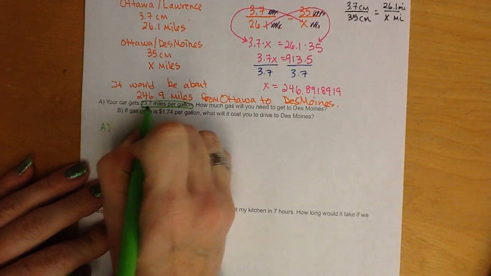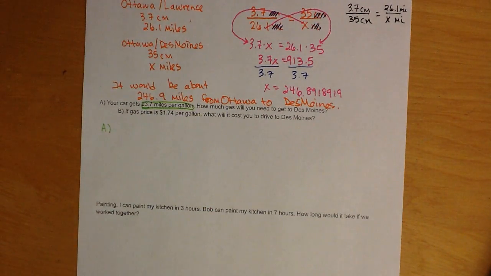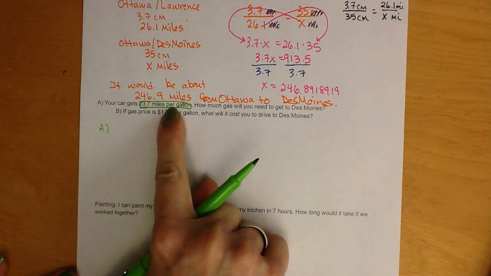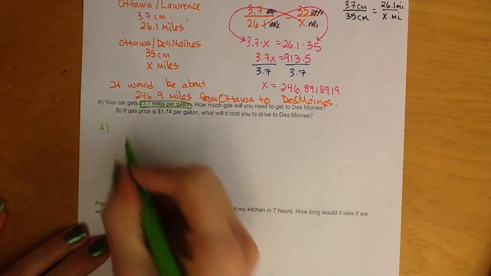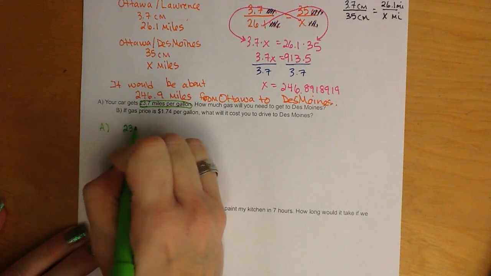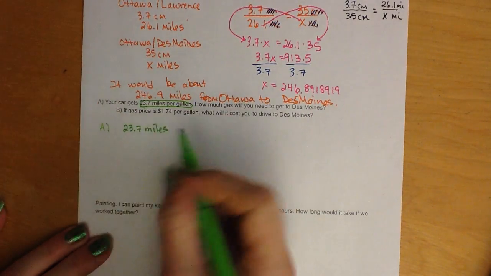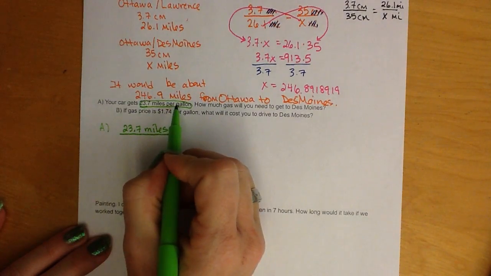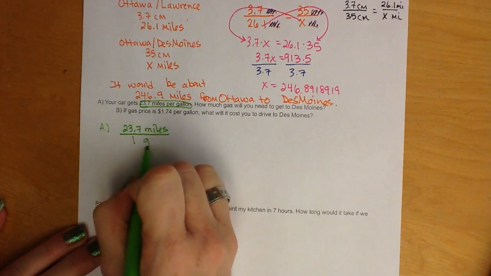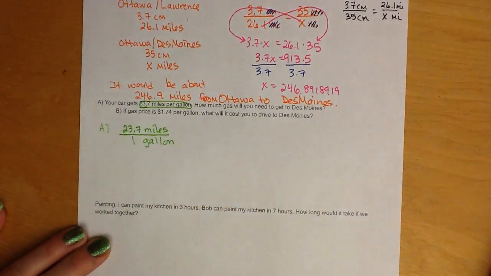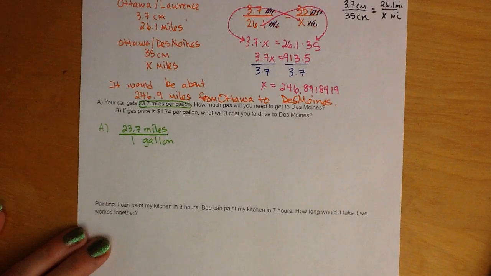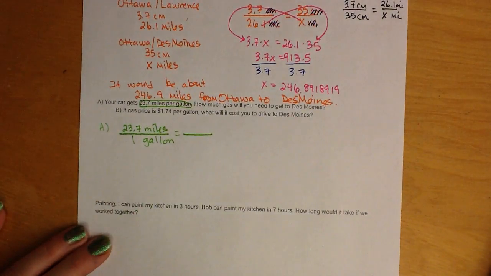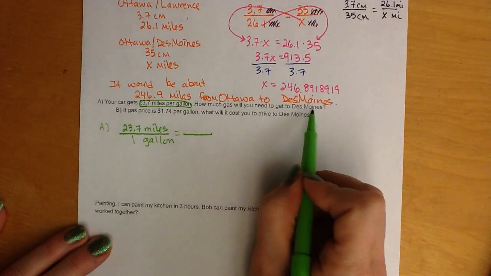My car gets 23.7 miles per gallon. Now the word per in that statement is indicating a ratio already. So it means that we have 23.7 miles. Per means like divided by or for every. For every how many gallons? For every 1 gallon. So that's already setting up our ratio. So that's going to be equal to how many miles do we need to go to Des Moines?